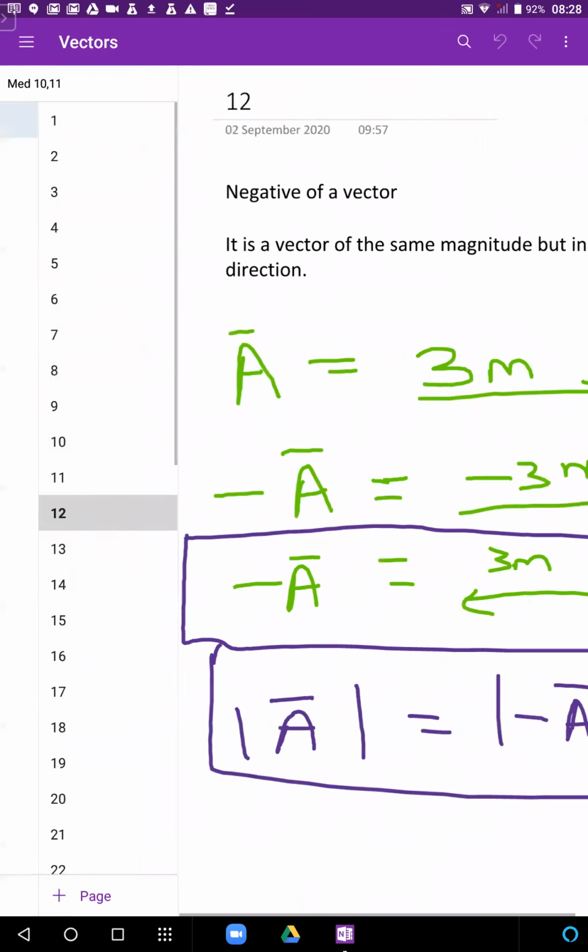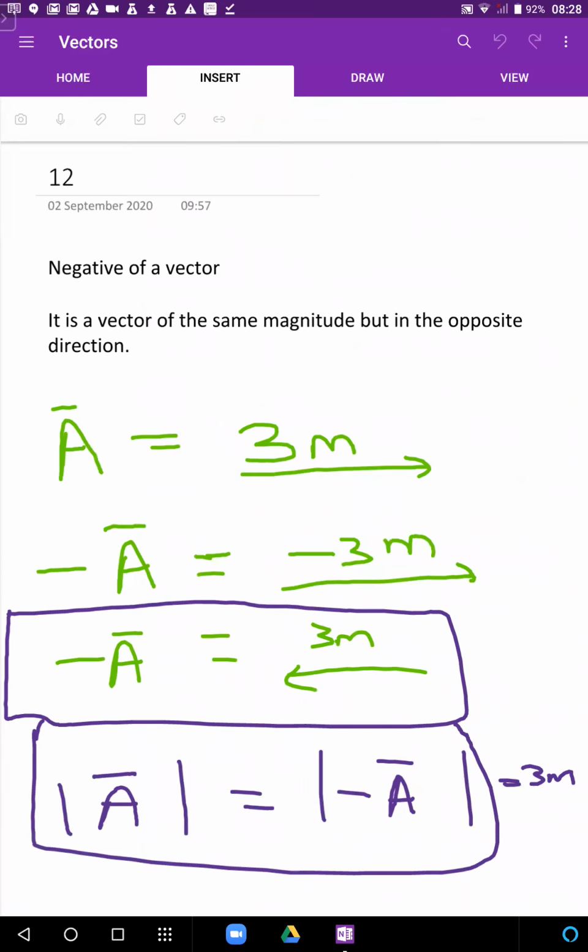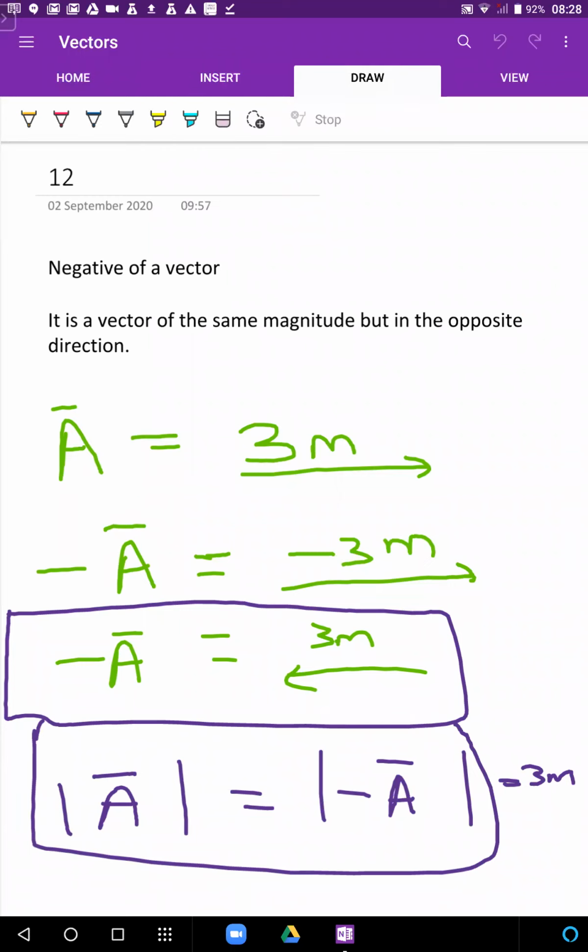All right. Now, the next thing we're going to see is the negative of a vector. If I have a vector a bar and I know what a bar is, what on earth is minus a bar going to be? Think, what is the negative of a vector? So the idea is it is a vector of the same magnitude.